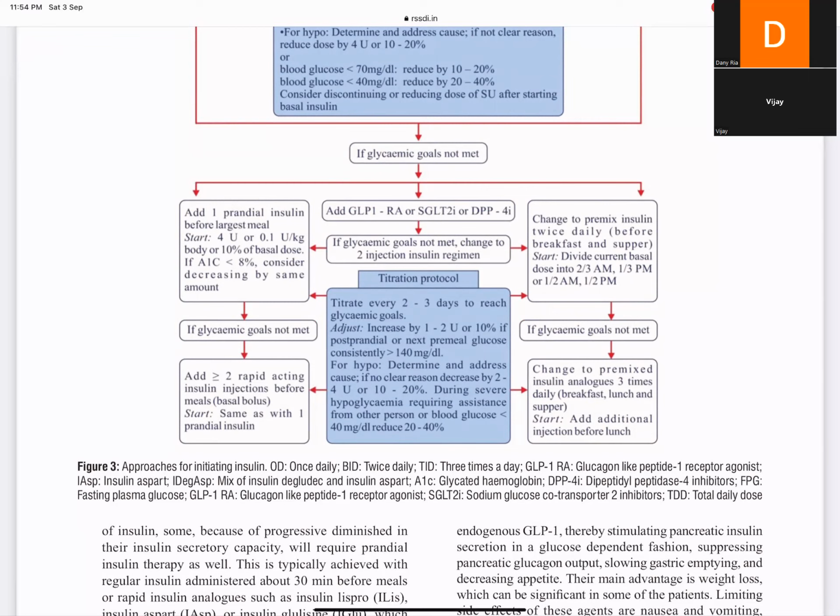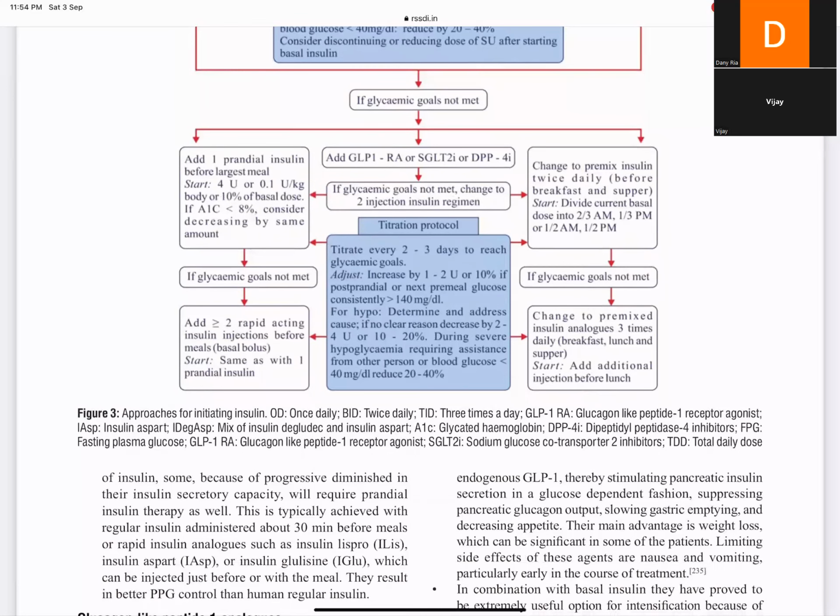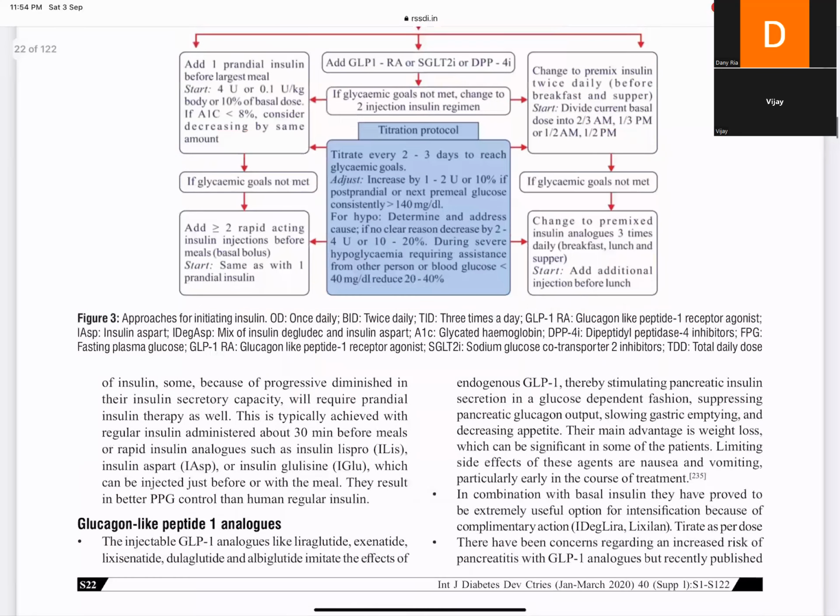So I told you, if basal insulin is not controlled, change to premix insulin BD. If premix insulin twice daily is not controlled, make it premix insulin TDS. Or try to change the type of the premix insulin. 30-70 to 70-30 can be changed to 50-50 or 25-75 like that. So change to premix insulin twice daily before breakfast and supper. You can divide the total dose like this: 2/3 in the morning, 1/3 in the night, or half in the morning, half in the night. Both are accepted. Suppose twice daily premix is not working, change it to 3 times.